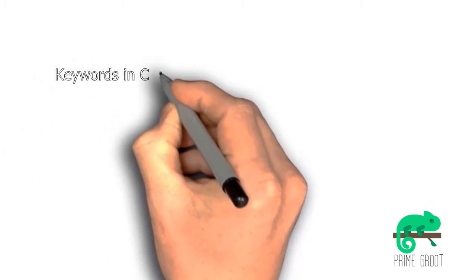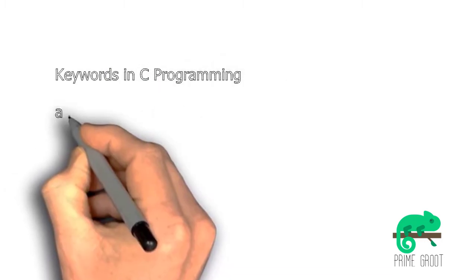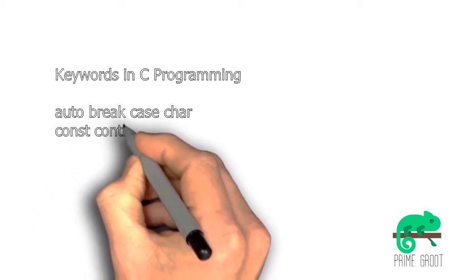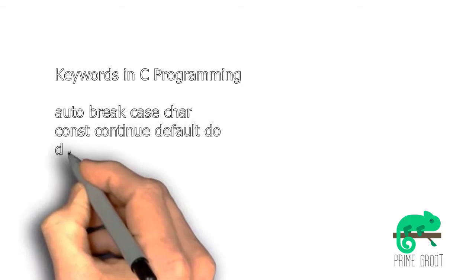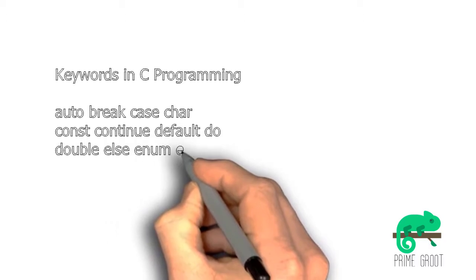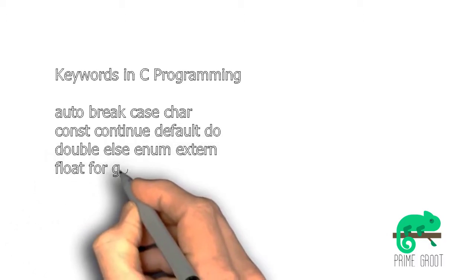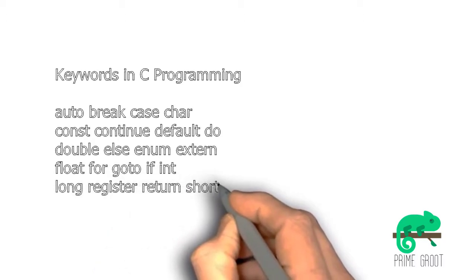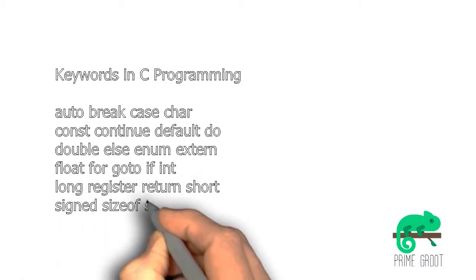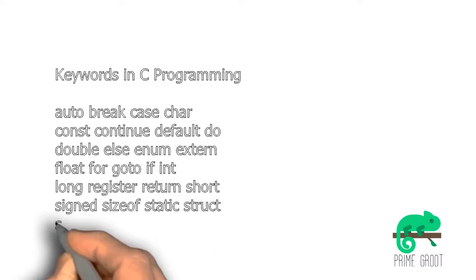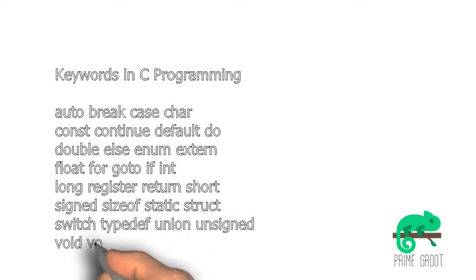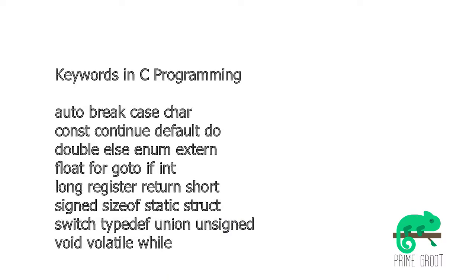Keywords in C programming: auto, break, case, char, const, continue, default, do, double, else, enum, extern, float, for, goto, if, int, long, register, return, short, signed, sizeof, static, struct, switch, typedef, union, unsigned, void, volatile, while.